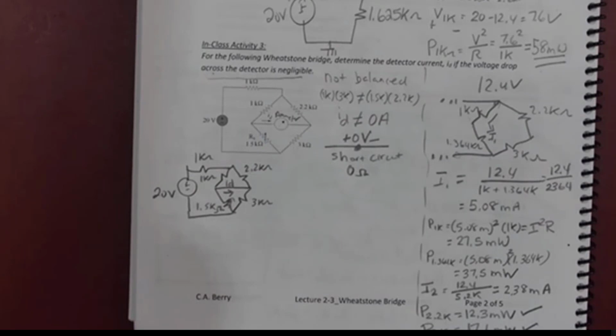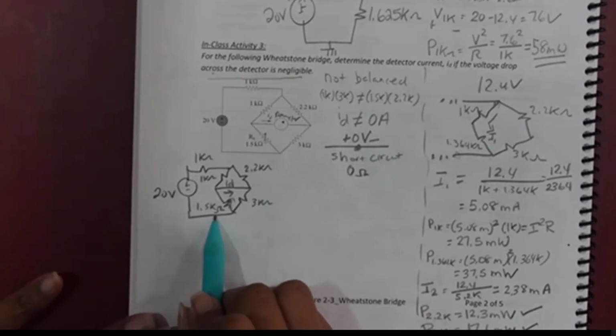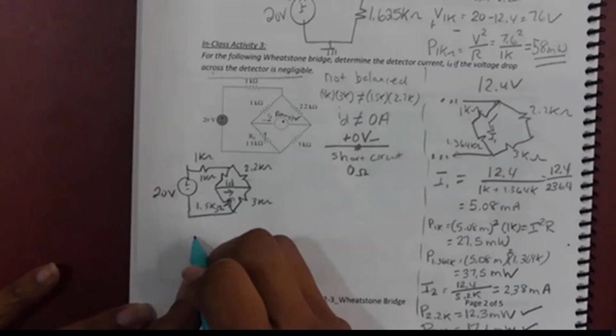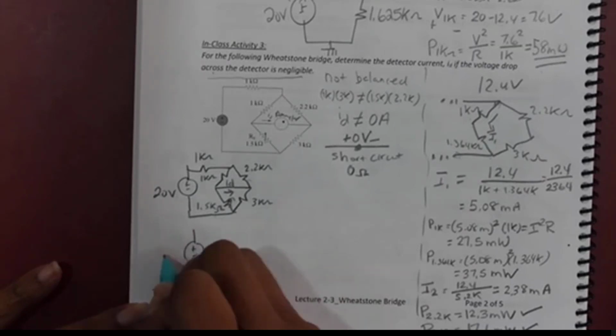What's special about the 1.5K and 3K resistor? What's special, Mark? 1.5K is a half of. It's a what? It's half the resistance. Yeah, but that ain't special. That don't make them cute. You wouldn't ask for the phone number because of that. Yes, Ryan. They're in parallel. You're right, but I care more about them being in parallel. Okay, so 1.5K is in parallel with 3K. And 1K is in parallel with 2.2K. So I can redraw this like this.